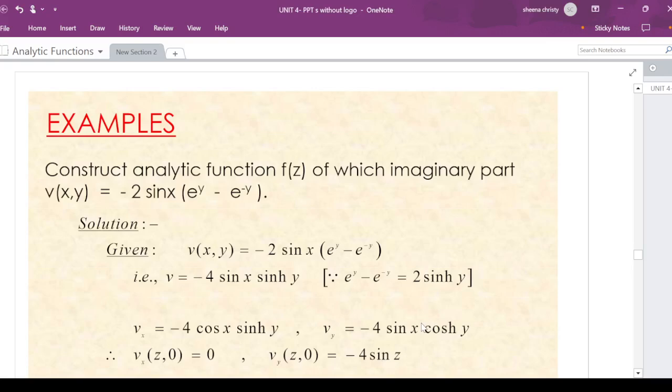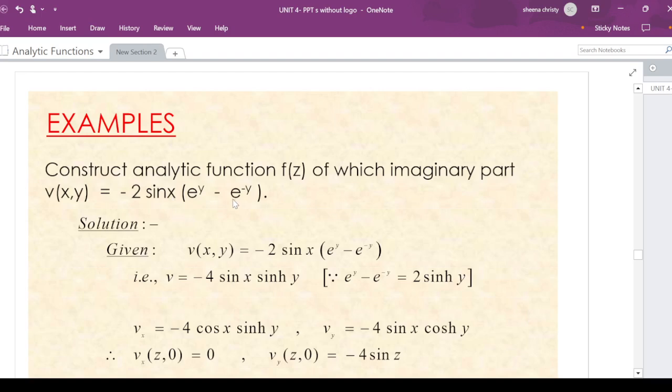In this lecture, we are going to learn about some problems based on construction of analytic function using Milne Thompson method. Consider this example. Construct analytic function f(z) of which the imaginary part is v(x, y) equal to minus 2 sin x times (e^y minus e^(-y)).